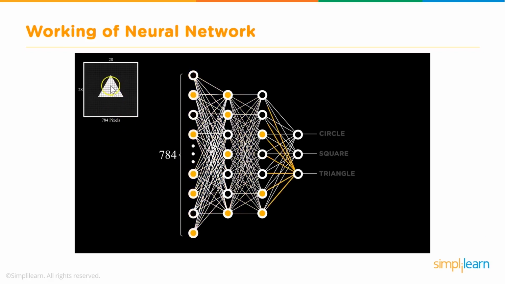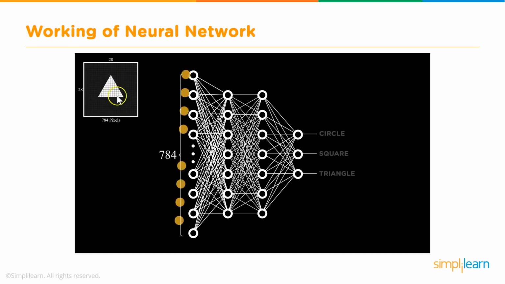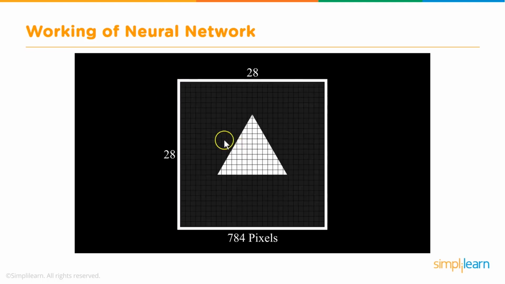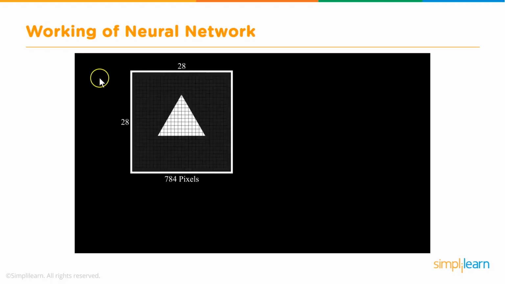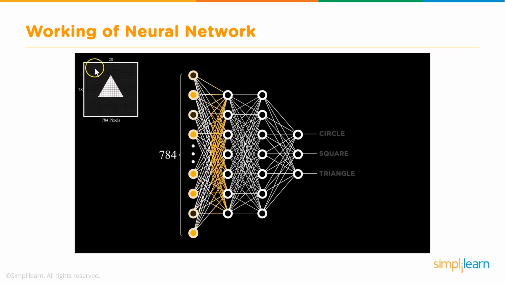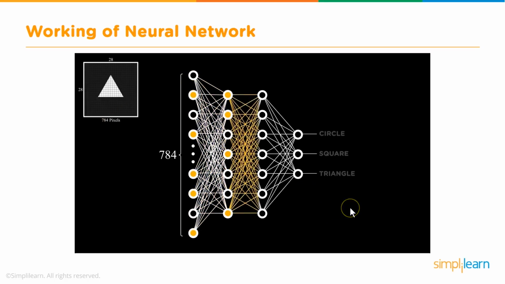What is important to observe is that when you feed a new image, it is not necessary that the triangle is exactly in the same position. The neural network actually identifies the patterns. So even if the triangle is positioned not exactly in the middle, but maybe at the corner or on the side, it would still identify that it is a triangle. And that is the whole idea behind pattern recognition.